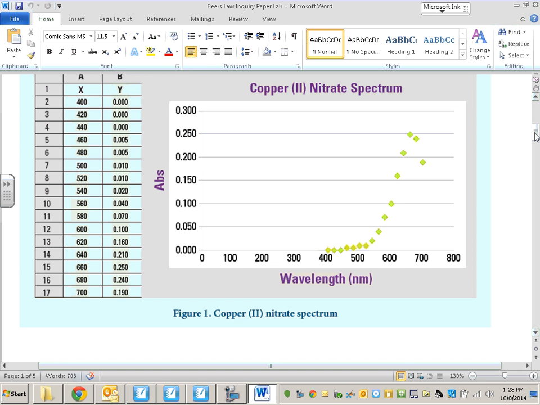Okay, everything. Orange is 670. Blue is about 400.